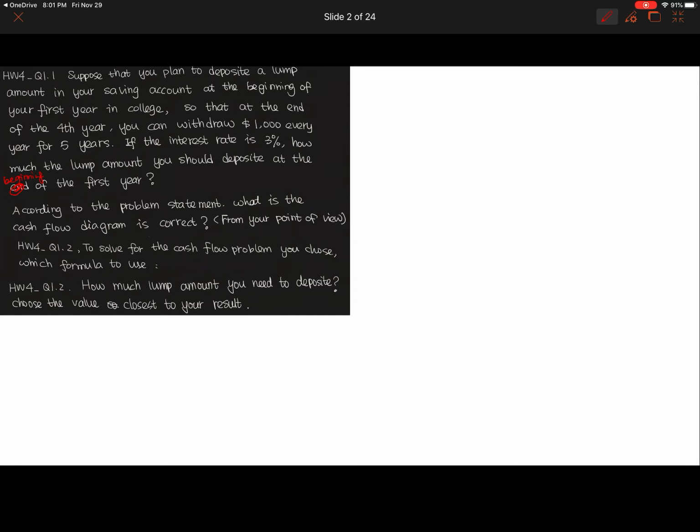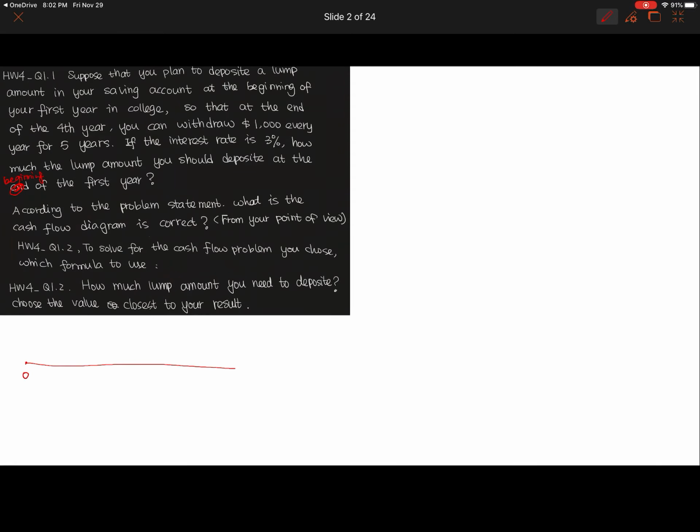So the problem is at the beginning, you want to save some amount so that at the end of the 4th year, you start to withdraw 1,000 every year for 5 years. So you save at time 0. The first question is, what is the correct cash flow diagram from your point of view?